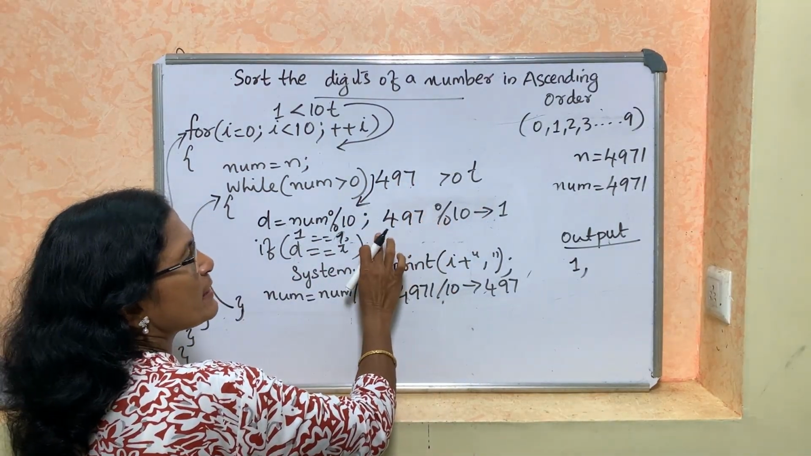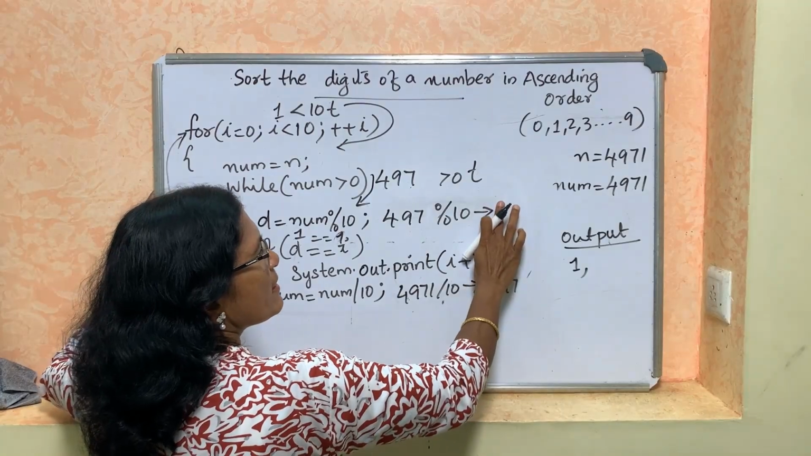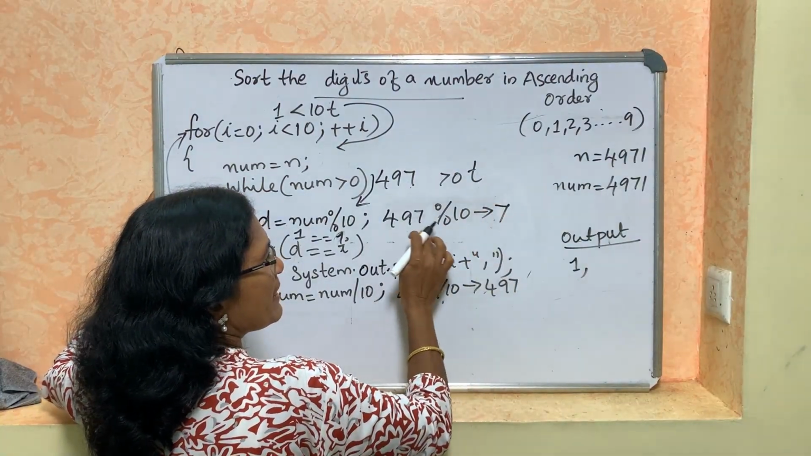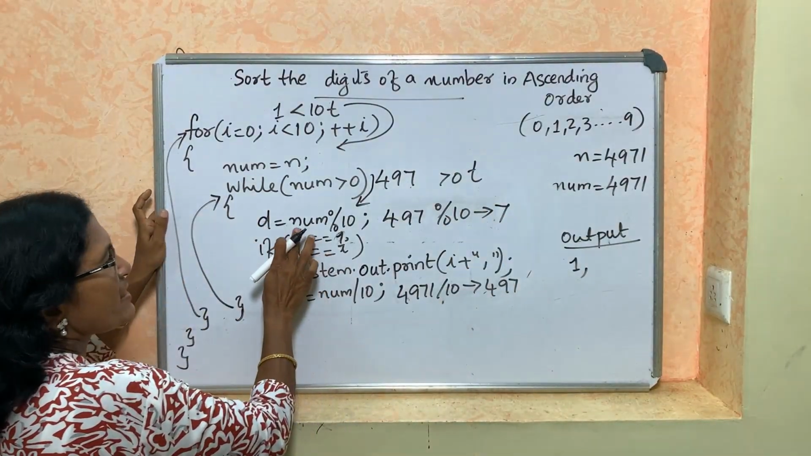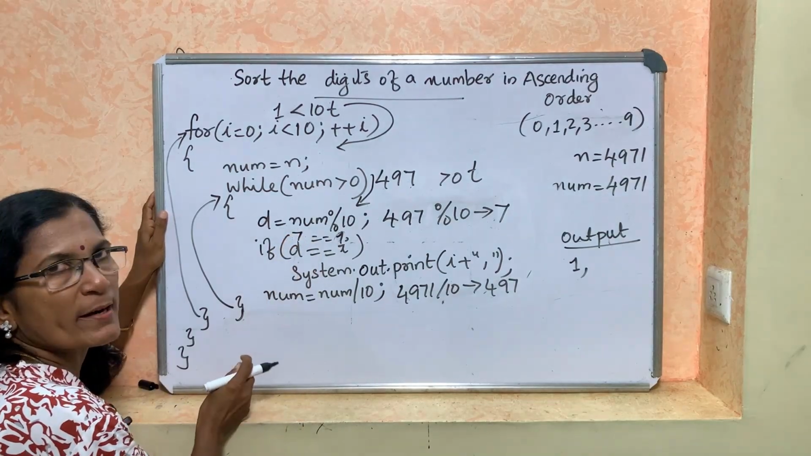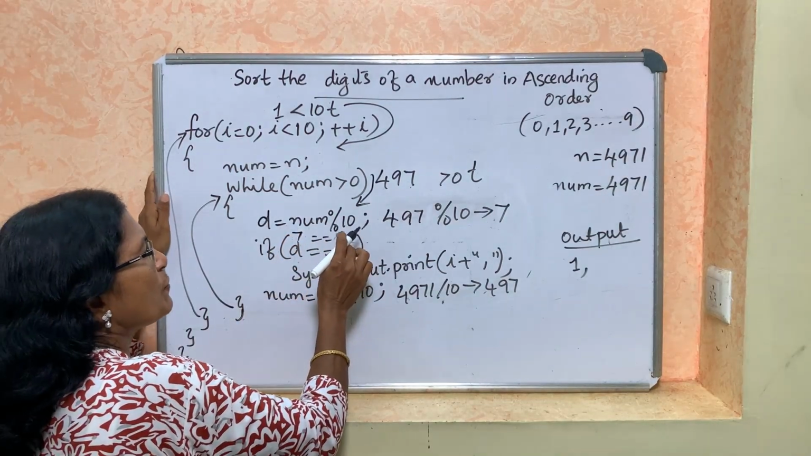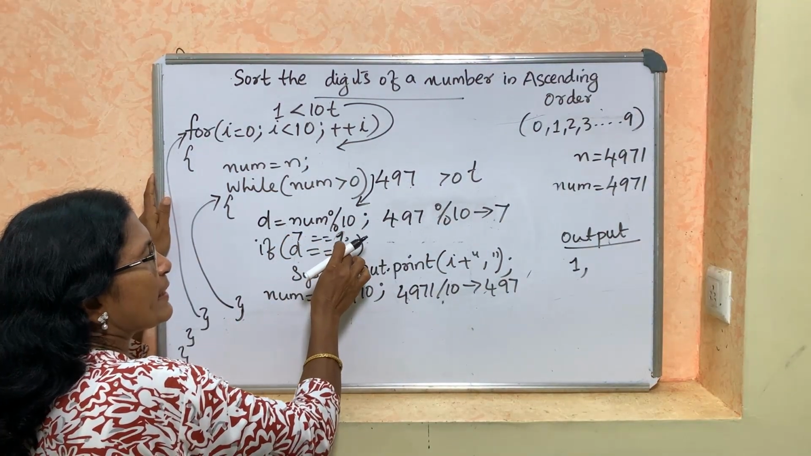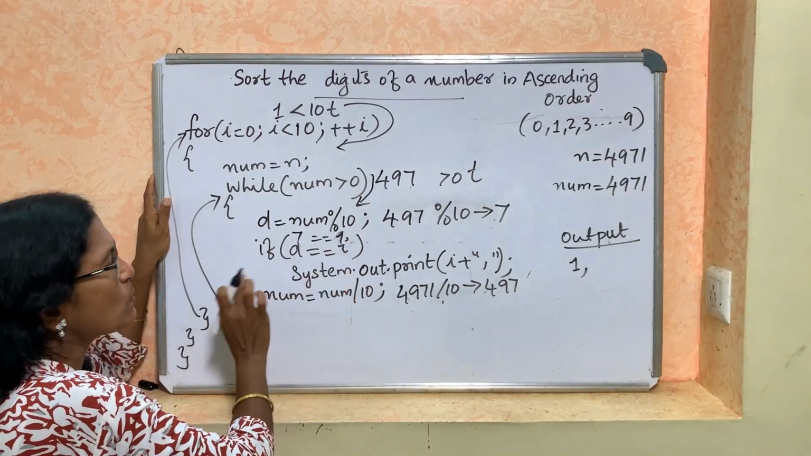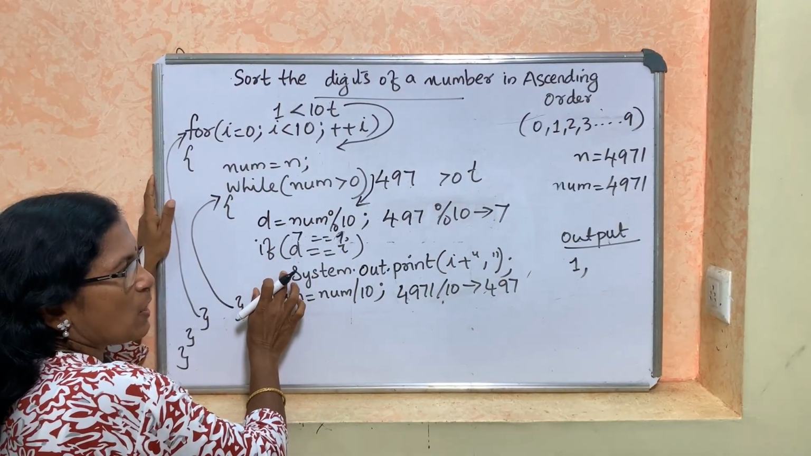Digit is equal to 497 modulus 10. So, the last digit of this number is extracted as 7. D has the value 7. Is 7 equal to 1? The test expression is evaluated to false. The value of I is right now 1, so the statement will not be executed.